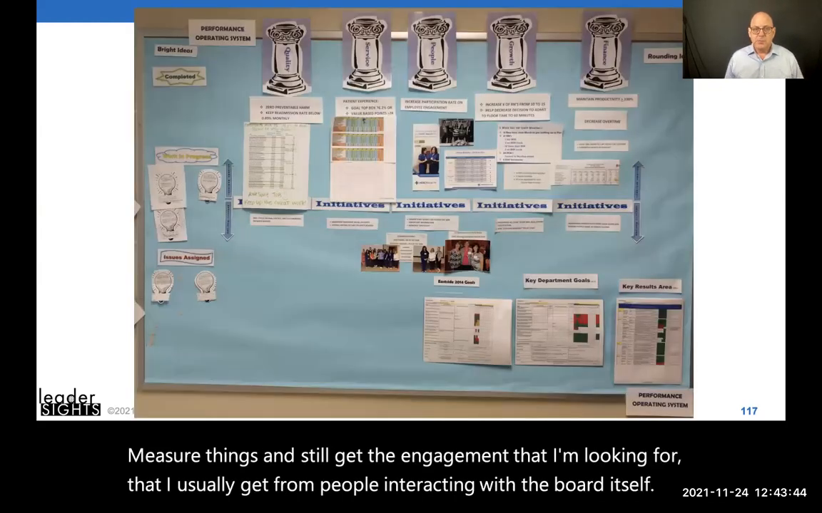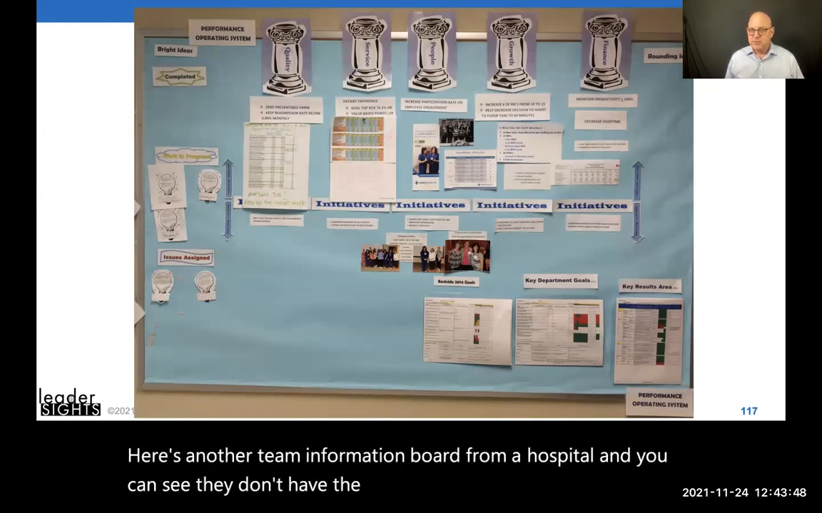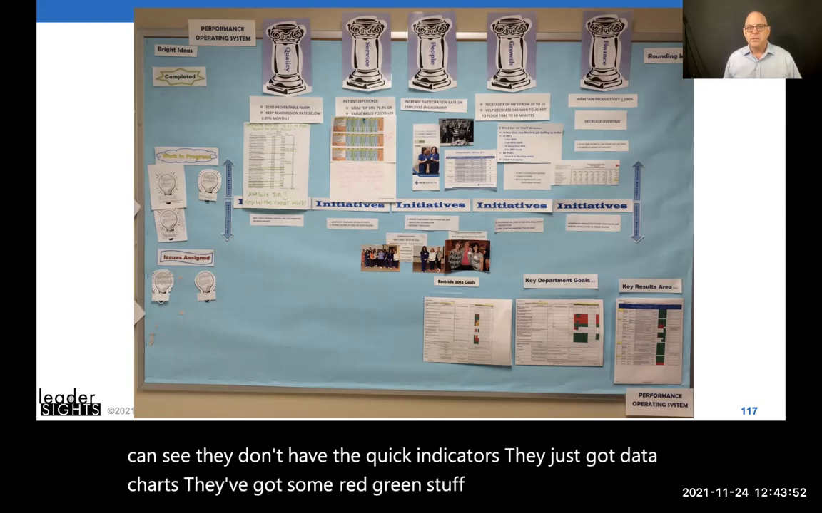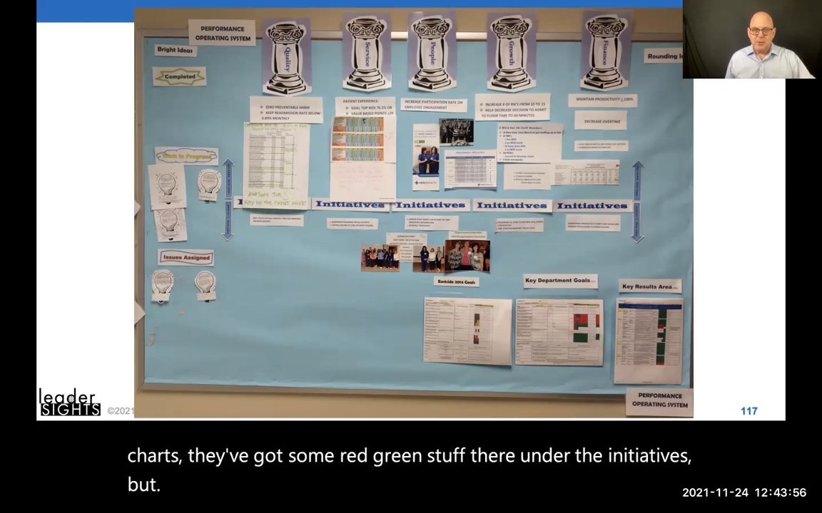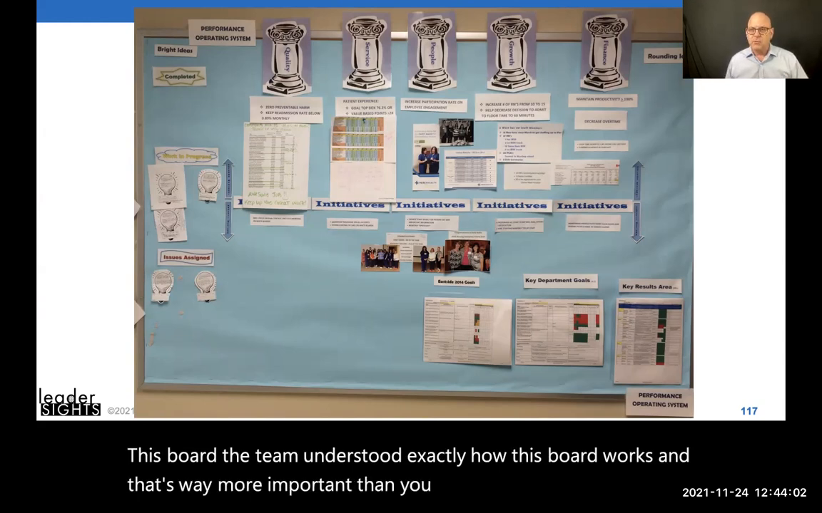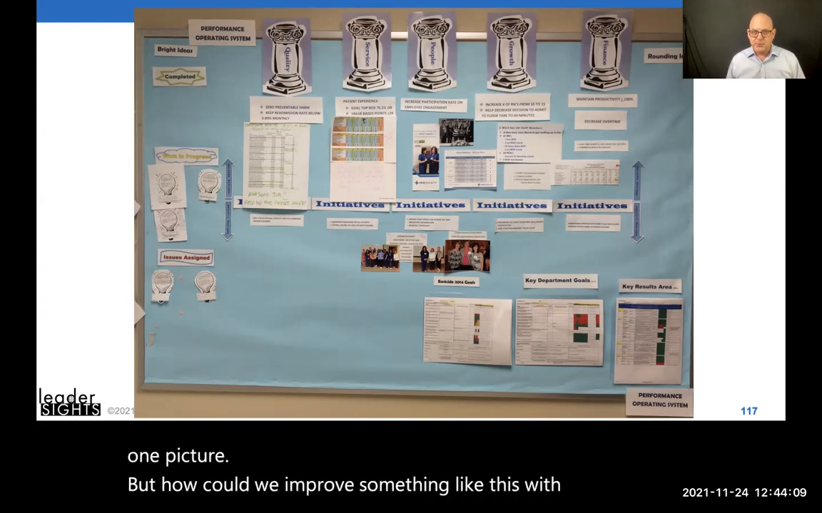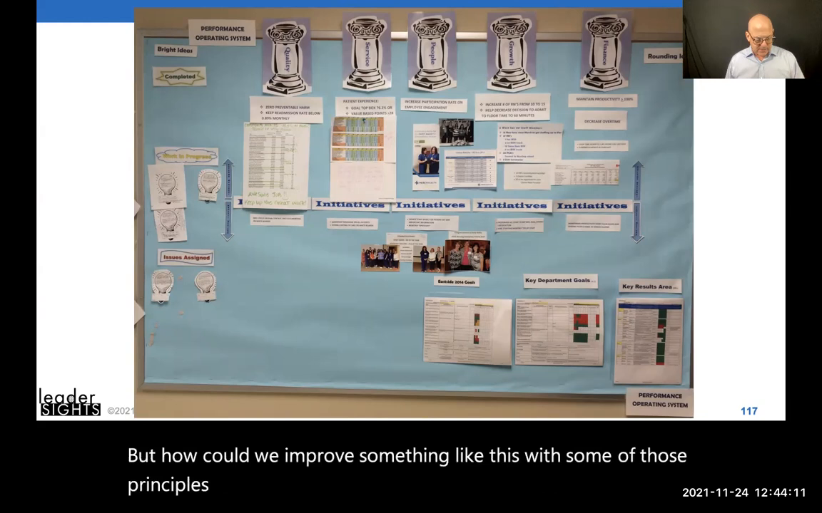Here's another team information board from a hospital, and you can see they don't have the quick indicators. They've just got data charts. They've got some red-green stuff there under the initiatives, but this board, the team understood exactly how this board works, and that's way more important than you or I understanding it from one picture. But how could we improve something like this with some of those principles and some of those characteristics that I described earlier?